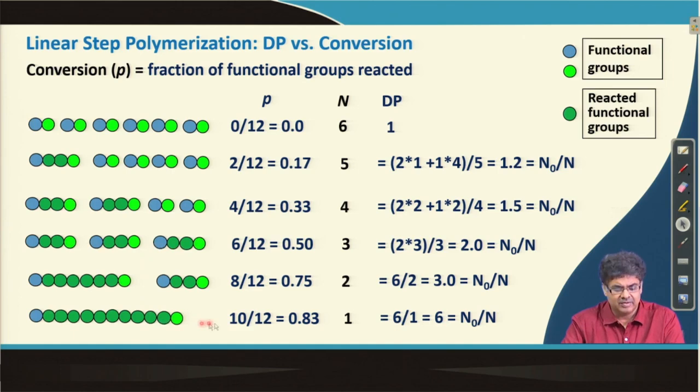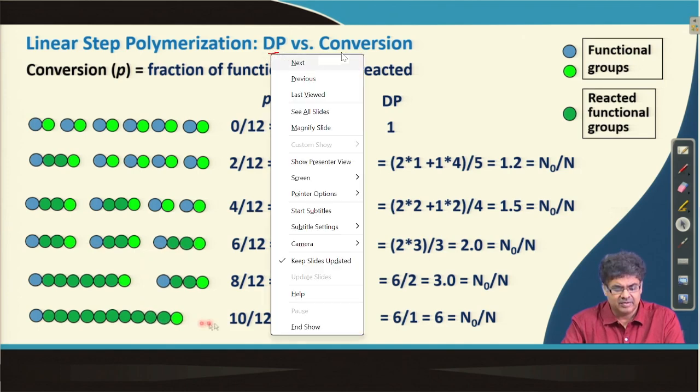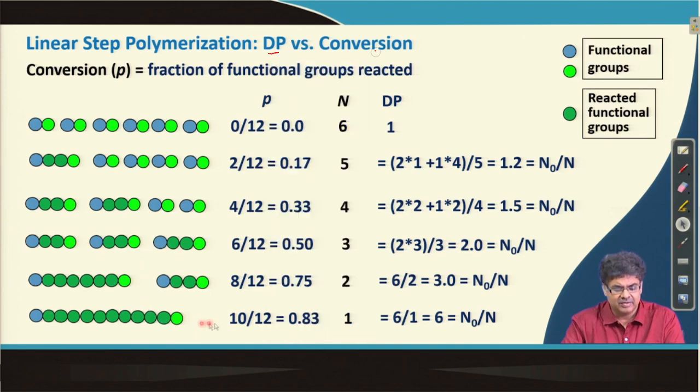Now we are going to discuss a very important thing: linear step polymerization, degree of polymerization and conversion. We will be able to understand the relationship between degree of polymerization and conversion, and how step polymerization proceeds. This is a very simple example, but it is the key to all the numerical problems and findings which we are going to deal with further.